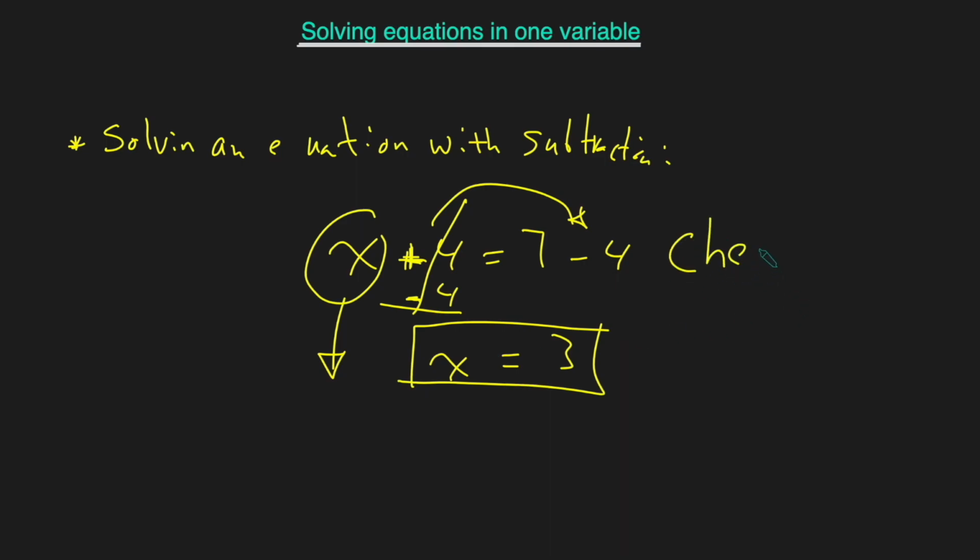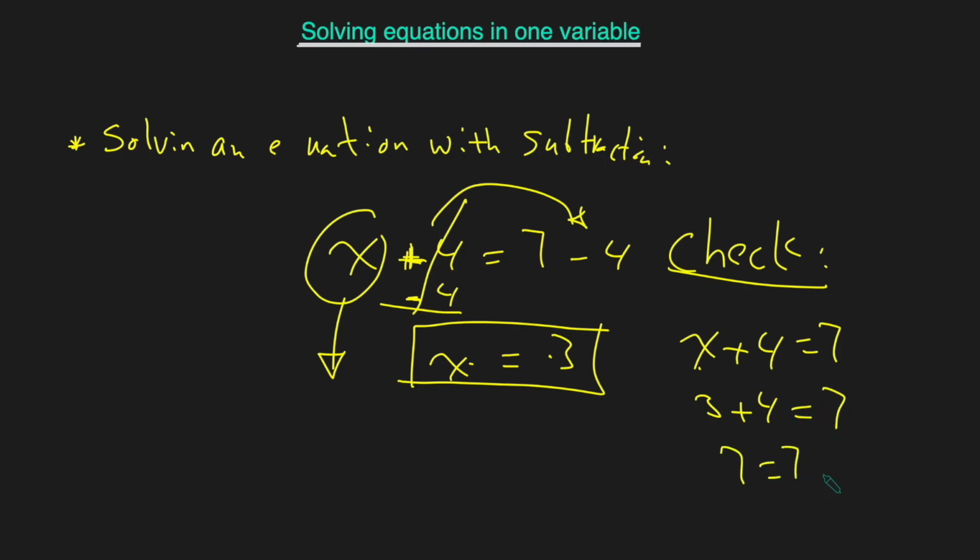And now I check. To check, I go to my equation, x plus 4 equals 7. Now I found that my x is 3, so I'm going to substitute 3 for my x. 3 plus 4 is 7. That is equal to 7. Then my solution is correct.